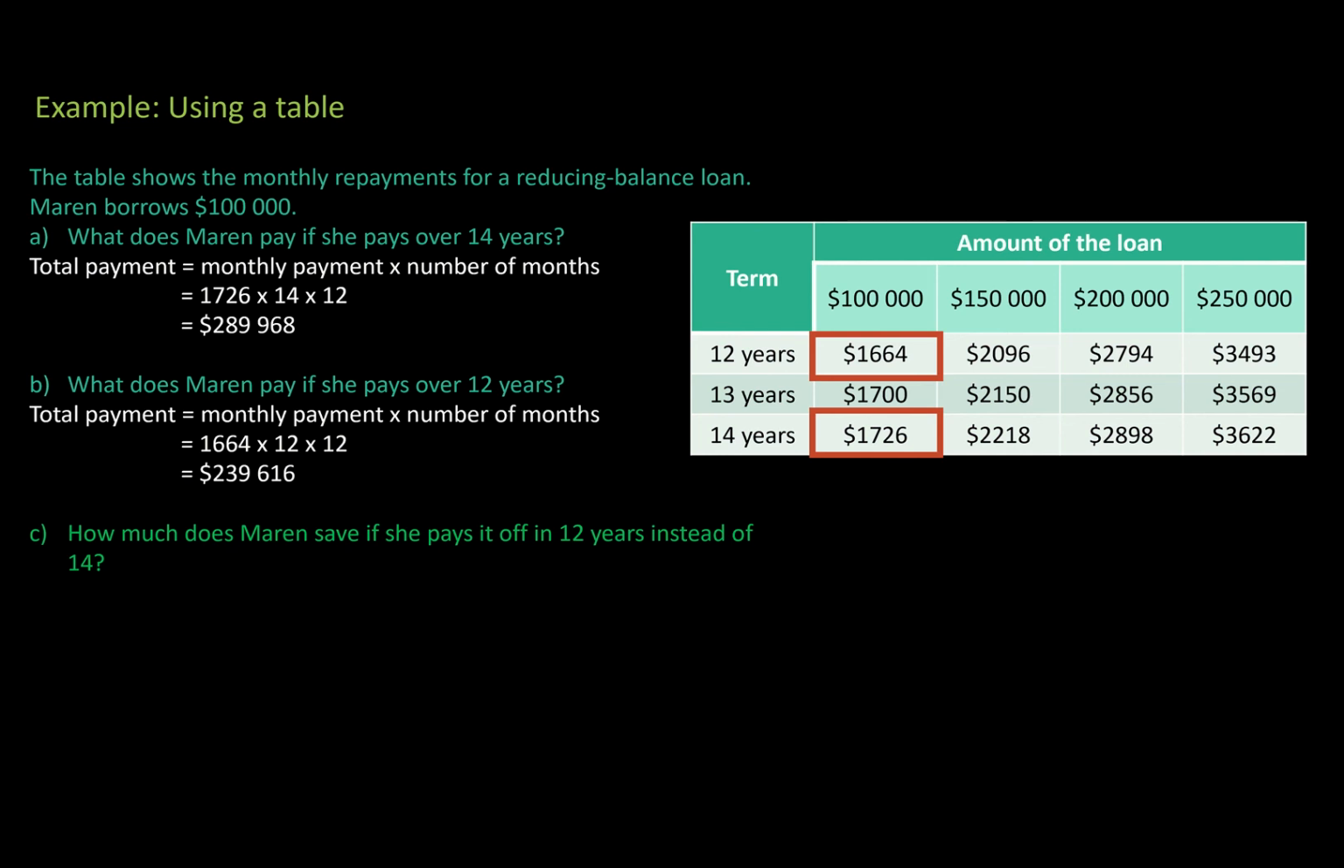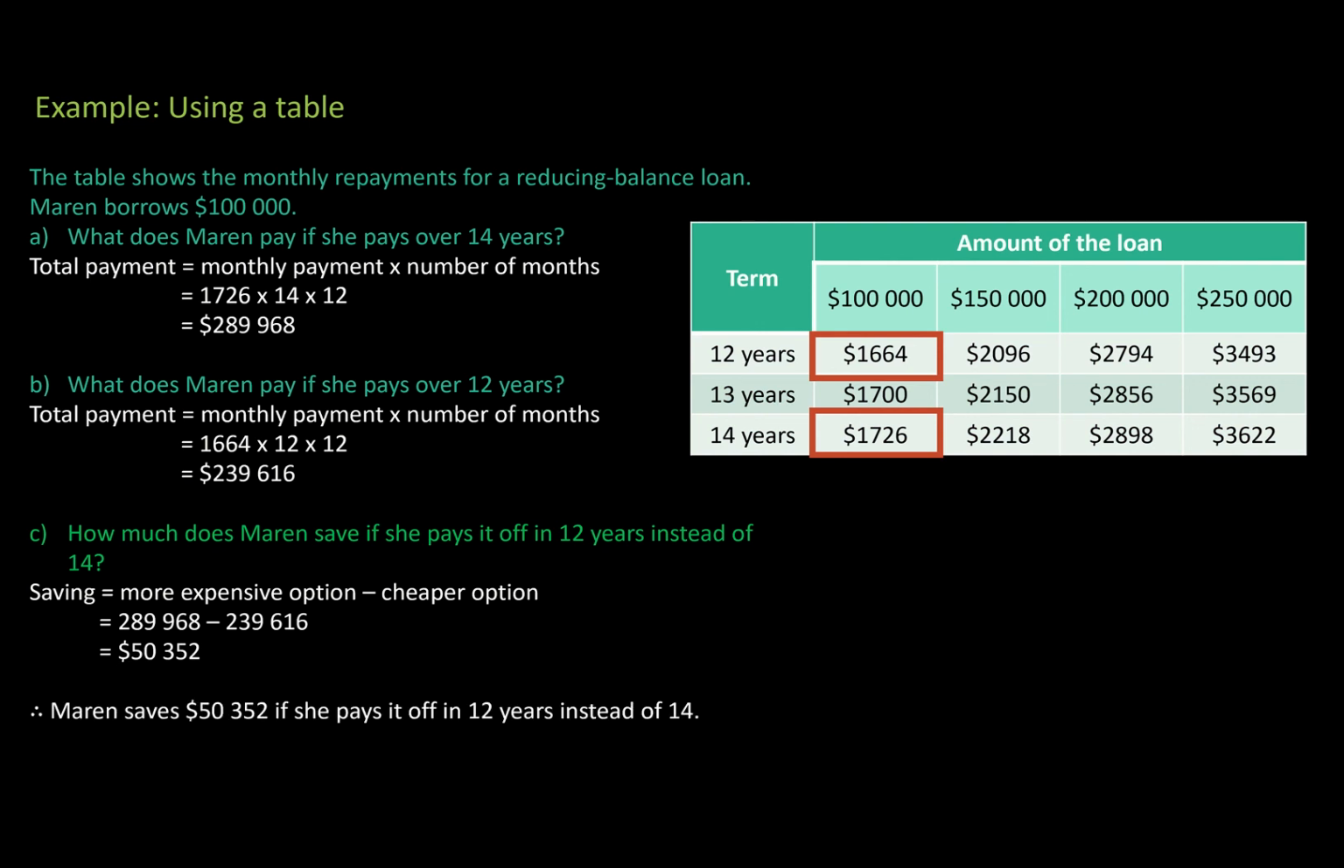How much does Maren save if she pays it off in 12 years instead of 14? So when it's asking for a saving, you should look at the difference between two numbers you found, and that is going to be the more expensive one, take away the cheaper one. So the more expensive one is that 14-year number, $289,968. Take away that cheaper option, which is $239,616. That leaves us with a saving of $50,352, which we could write in a summary statement like that.